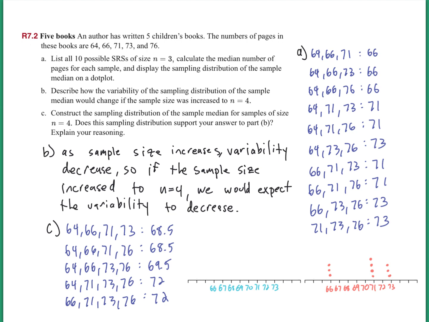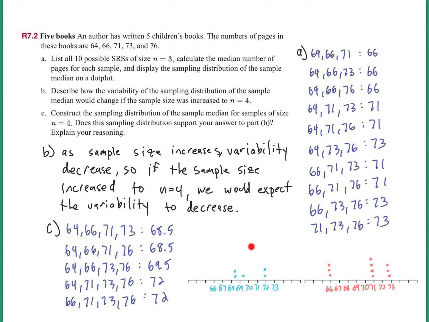Okay, so here's a dot plot that we'll use for this one. So we'll do 68 and a half, 68 and a half, 69 and a half, and then two 72s. Okay, so the average of each one looks to be about 70. Somewhere around 70 it looks like if you took the average of all these. So you can see these are definitely more spread out from 70 than these are. These are packed towards the middle.